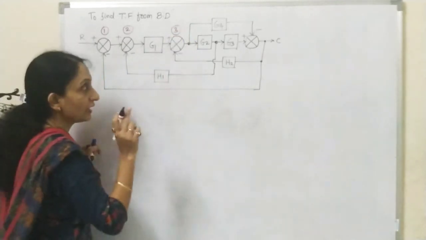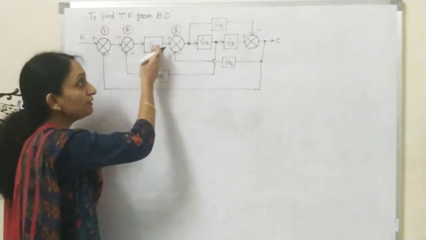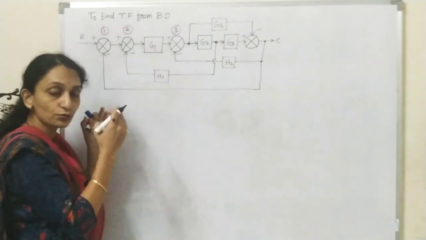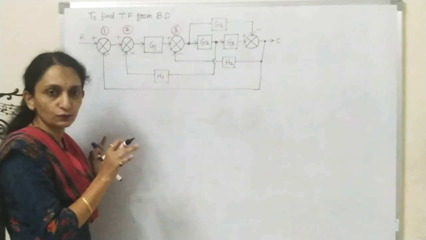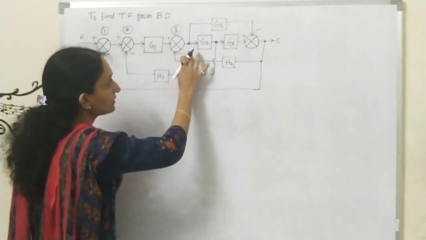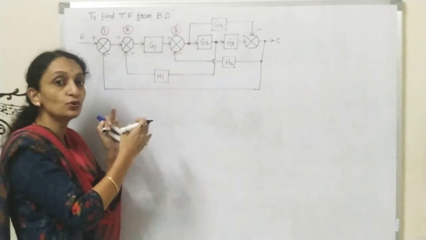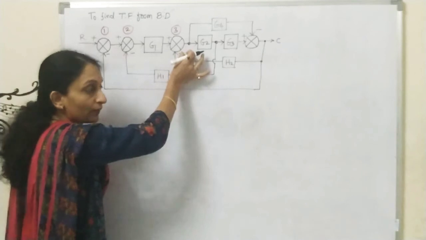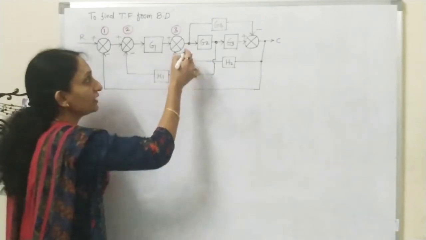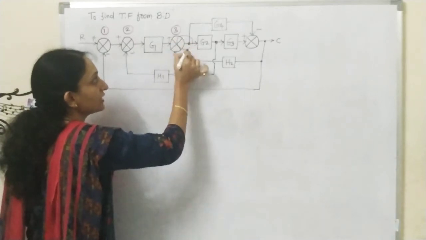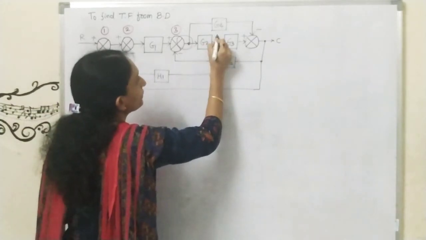Now see, I told you, if the takeoff point is before the summing point, we need to consider these two as separate nodes, which we have already taken in the previous numerical. Now here you can see that this summing point and takeoff point are adjacent to each other and there is no block in between these two. So when the takeoff point is after the summing point, we consider these two as the same node. Now see the next, node number 4.